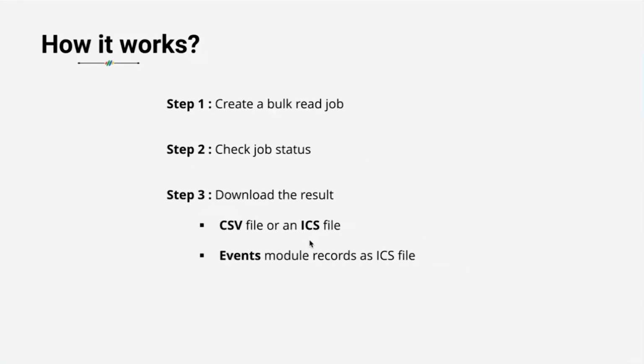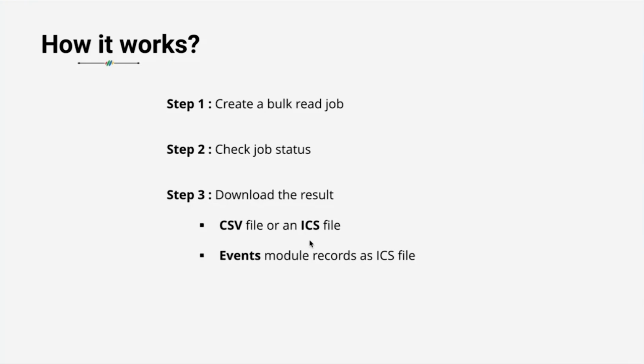Now, how does it work? Like I said, this is an asynchronous API, which means we have to give the API time to complete the job. So the first thing would be telling the system what kind of export you want to make. So first, you have to create a bulk read job. In the input body, you'll be describing what you want to export.